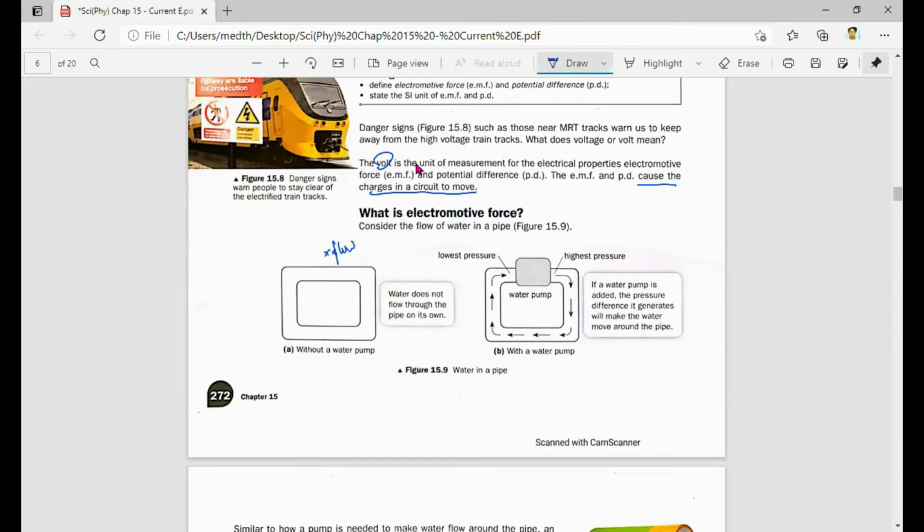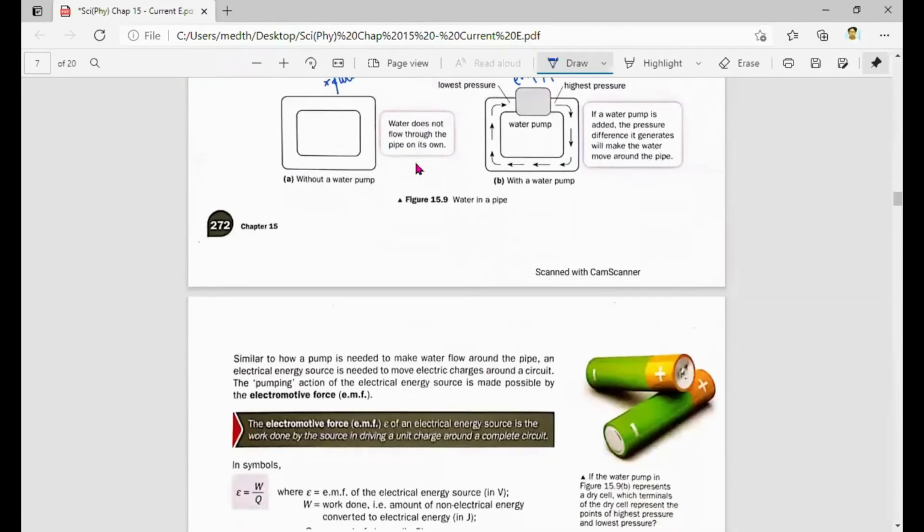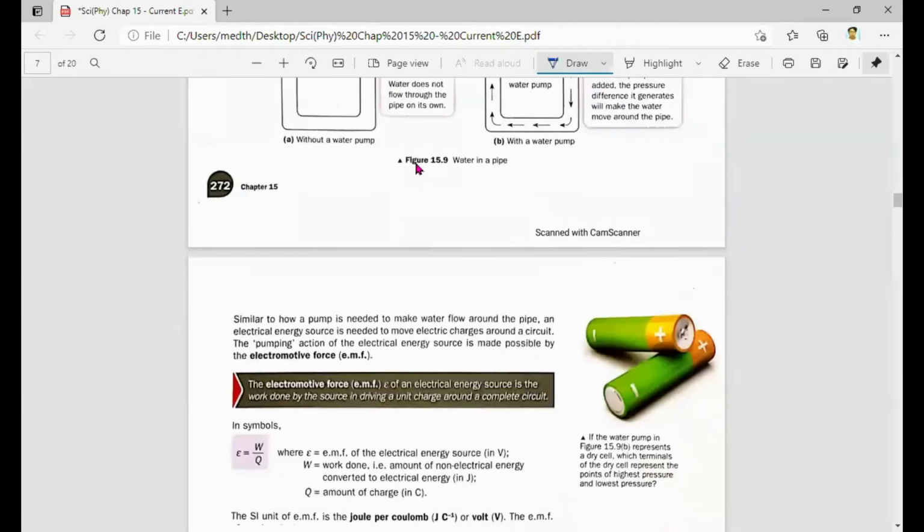What your water pump actually does is apply a pressure to the water, causing it to move. This pressure difference will make the water move around the pipe. So what does it tell you? It tells you that you need EMF or potential difference in order for the current to move. It functions like the water pump. So EMF and potential difference function like the water pump. It causes the current to move.